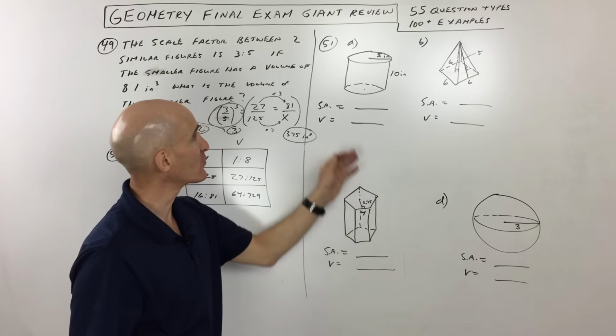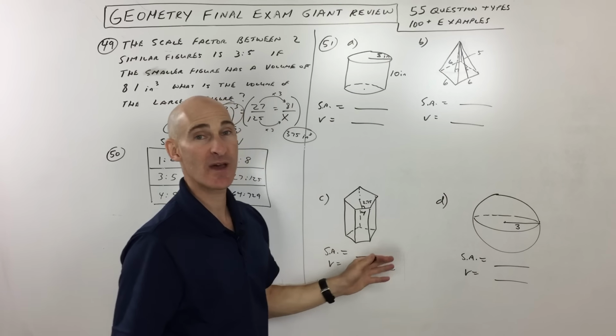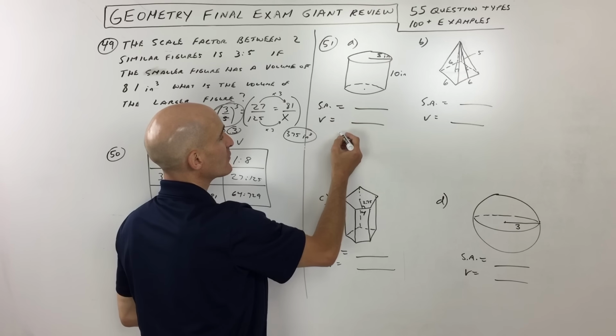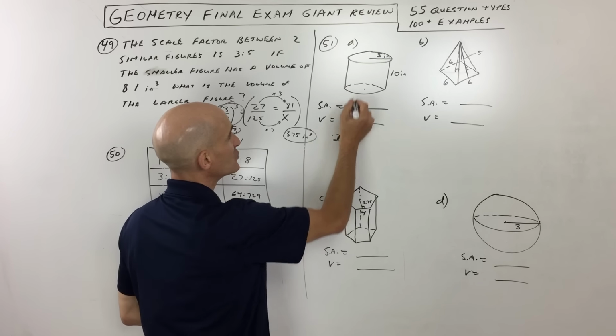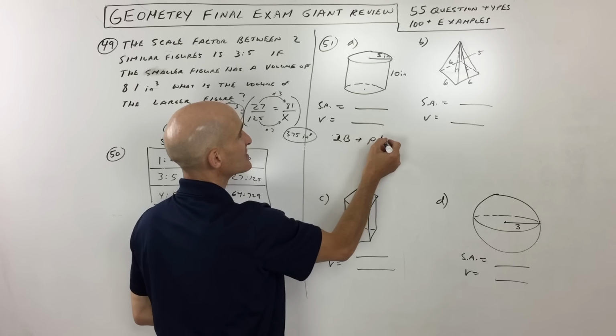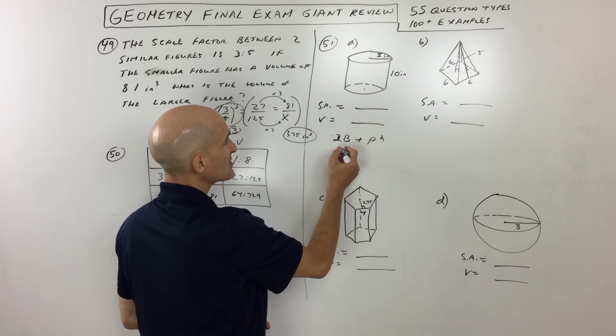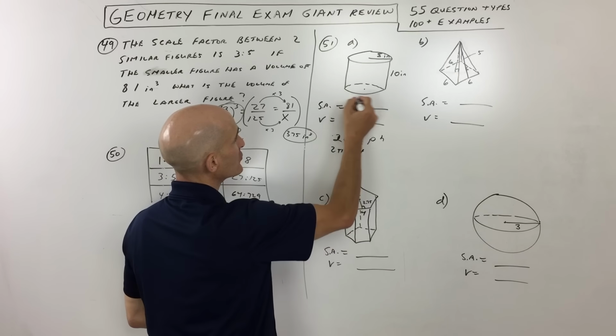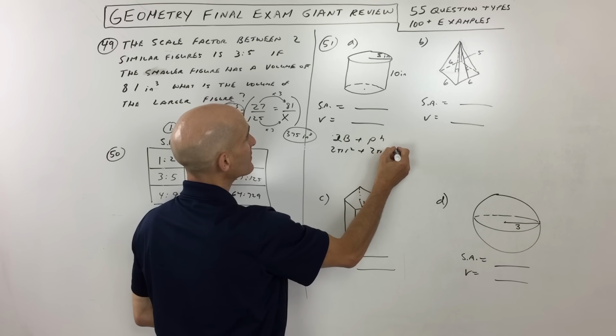Number 51 has 4 parts. We're finding surface area and volume of these 3-dimensional figures. So here's the thing. We've got a cylinder. The formula for surface area is 2B, 2 bases, plus the perimeter of the base, or the circumference of the base, times the height. So the base is a circle, so we have 2 pi r squared, plus the circumference, which is 2 pi r, times the height.